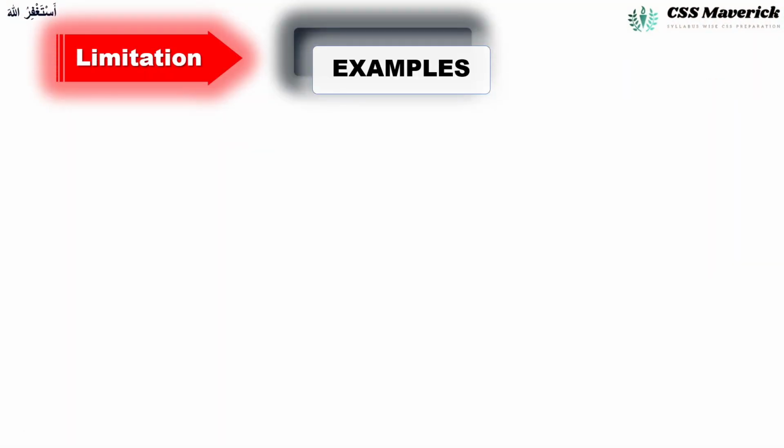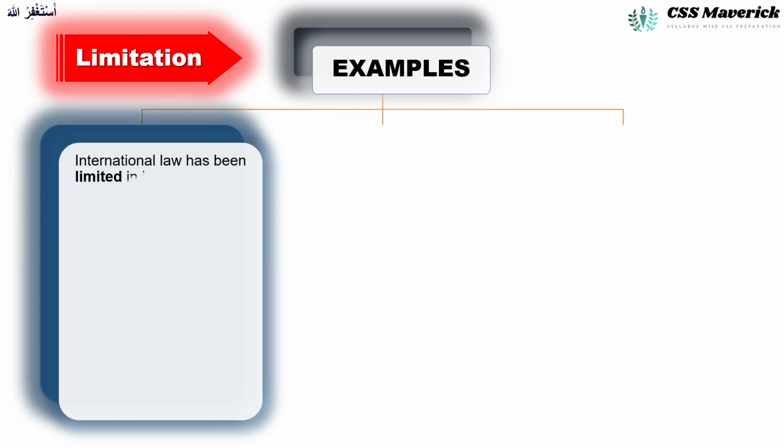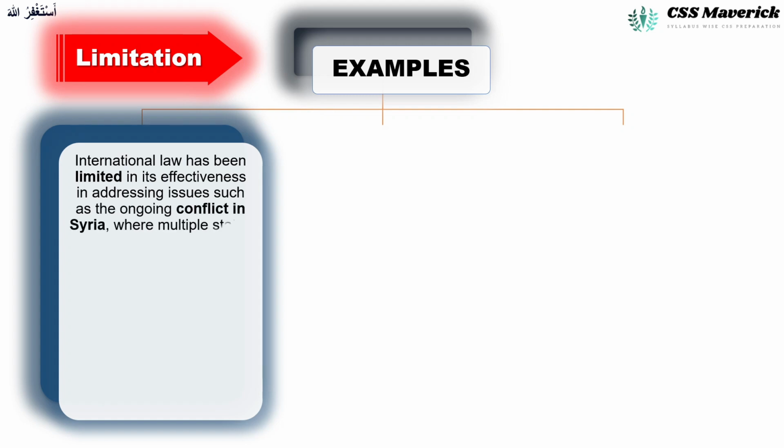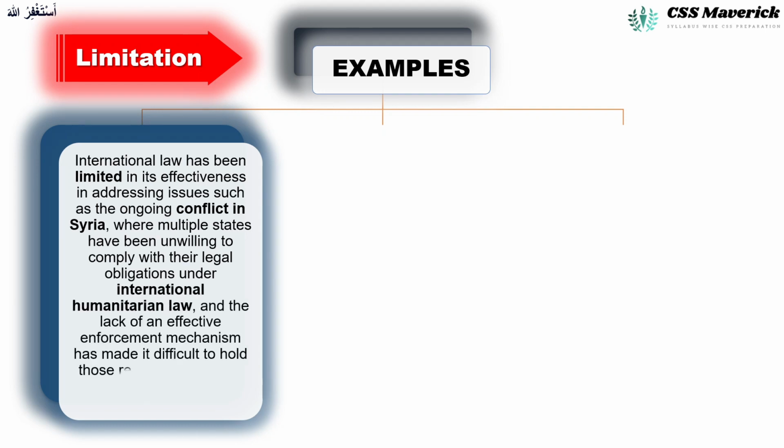So here we will be discussing different examples. International law has been limited in its effectiveness in addressing issues such as the ongoing conflict in Syria, where multiple states have been unwilling to comply with their legal obligations under international humanitarian law, and the lack of an effective enforcement mechanism has made it difficult to hold those responsible for war crimes and crimes against humanity accountable.